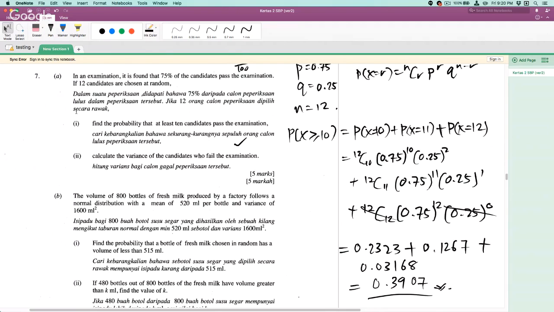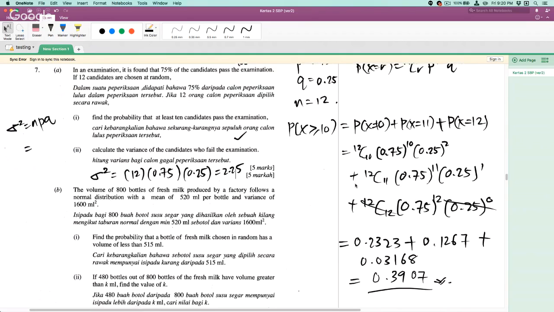calculate the variance. So variance is very easy. I mean, the variance is just NPQ. So just N multiply P multiply Q. So my N over here is just 12. P is 0.75 and Q is 0.25. All right, don't add the square root. If you add the square root, NPQ is standard deviation already. It's not the variance. So 12 times 0.75 multiplied by 0.25. Your variance basically is 2.25. All right, very easy to get this 5 mark.